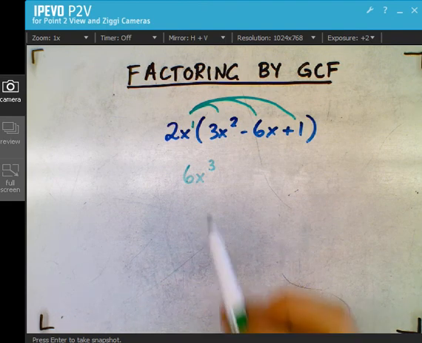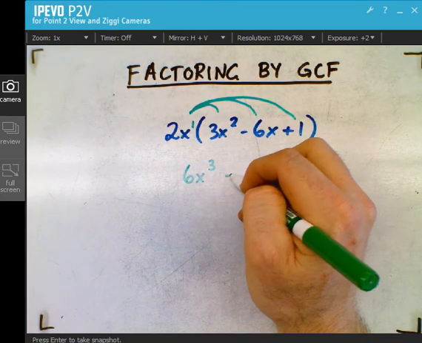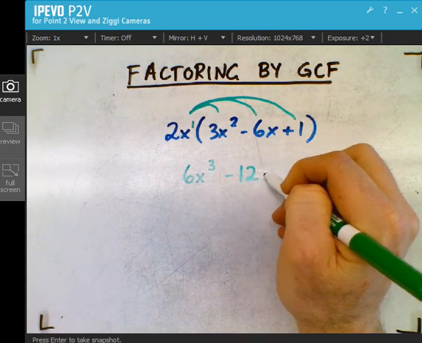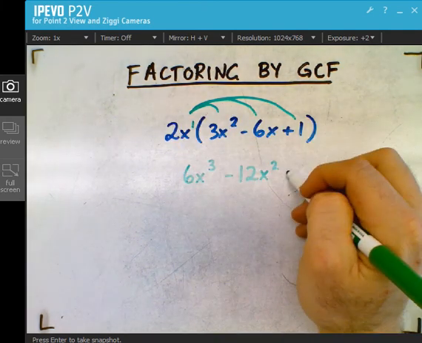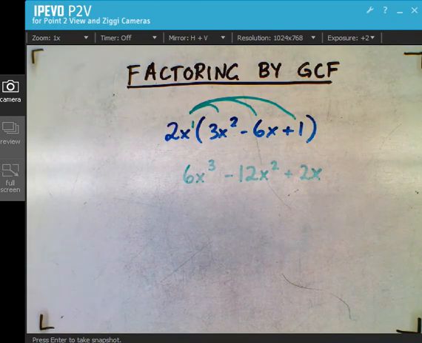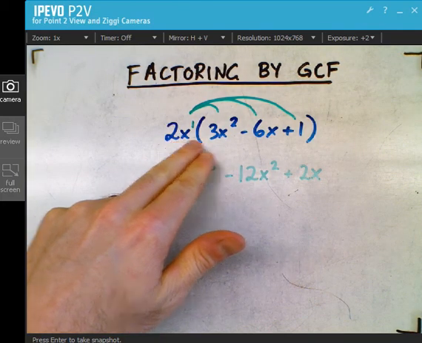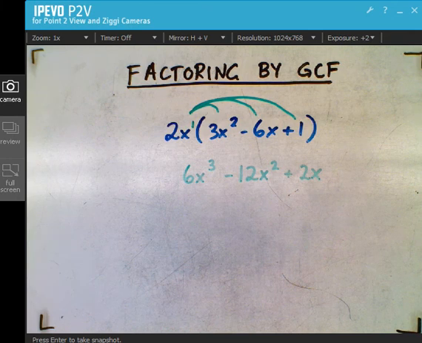Continue multiplying through the parentheses. 2x times negative 6x is going to be negative 12x squared. And 2x times 1 is 2x. So here I have a monomial times a polynomial, and the product is right here, 6x cubed minus 12x squared plus 2x.